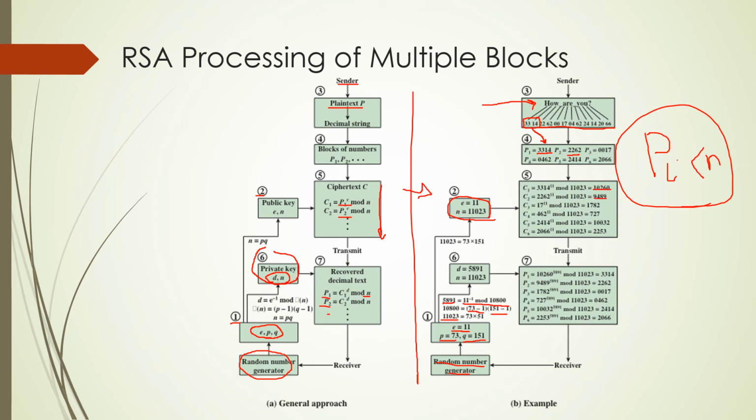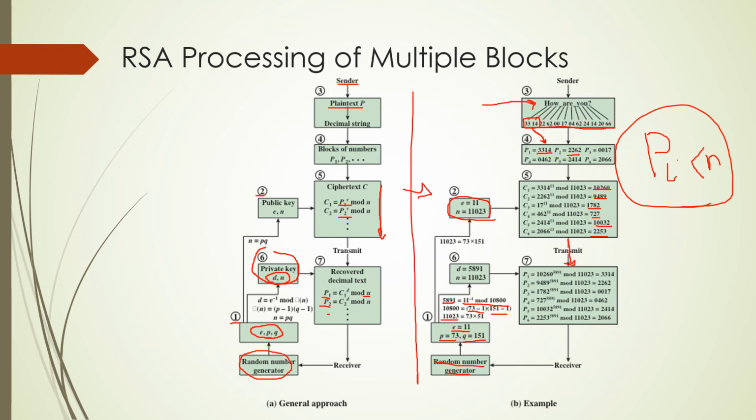And as you see, these ciphertext blocks are all less than n. And then after that, we're going to transmit the ciphertext blocks to the other side, and then we're going to apply the decryption algorithm on them.